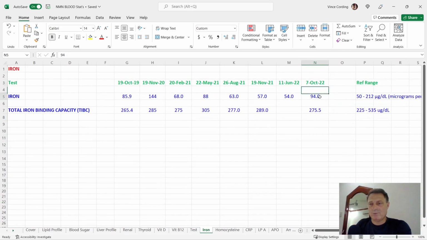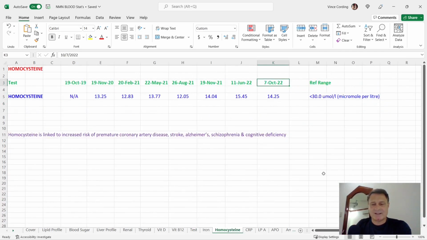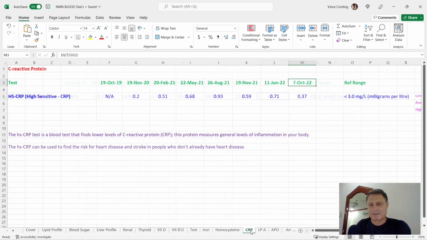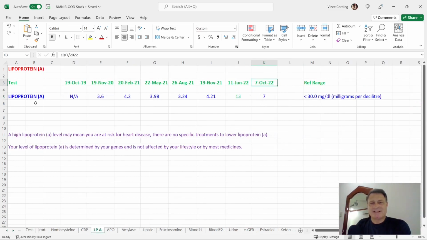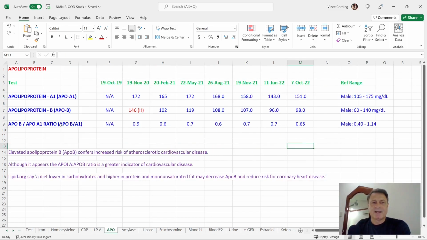Iron, well within reference range, no issues with my iron. Homocysteine, again, nothing wrong with my homocysteine score, I am happy with that. C-reactive protein, again, anything less than 3, and 0.37 is down from last time, which was 0.71. Moving on, my lipoprotein A, well within reference range, anything less than 30 is good. It's actually gone down from 13 to 7, which I'm happy with.